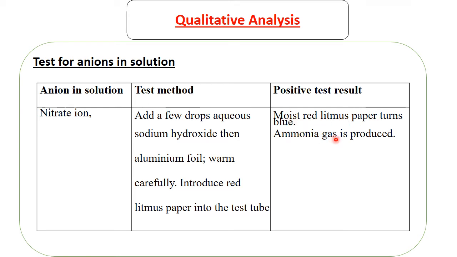And of course, ammonia gas is produced. So if a gas is going to be produced, if you can test this gas, you're going to discover that it is ammonia. We're going to start out to test for this gas.